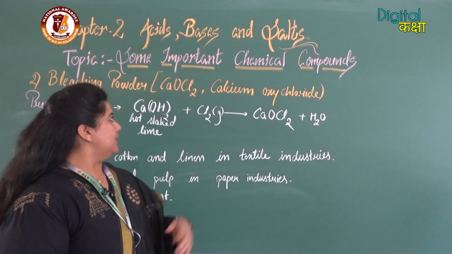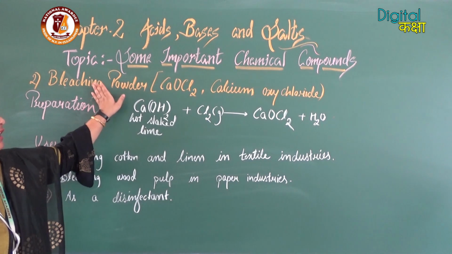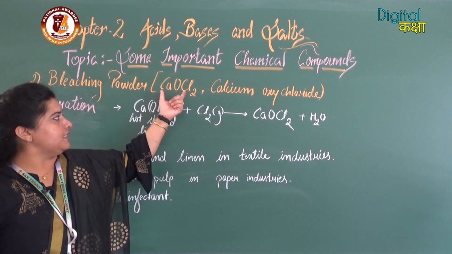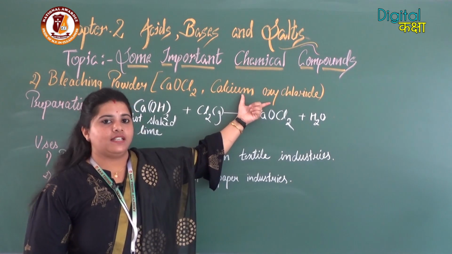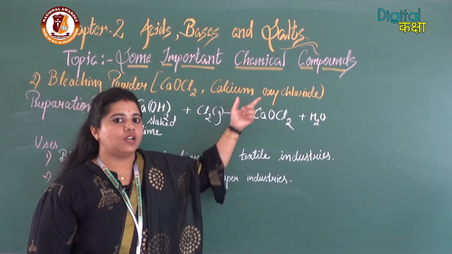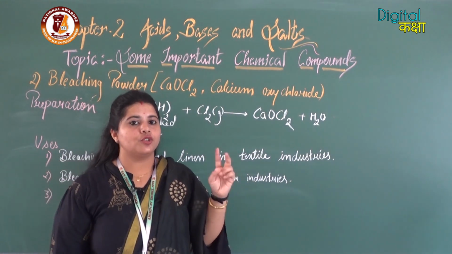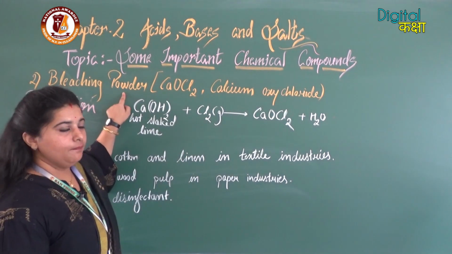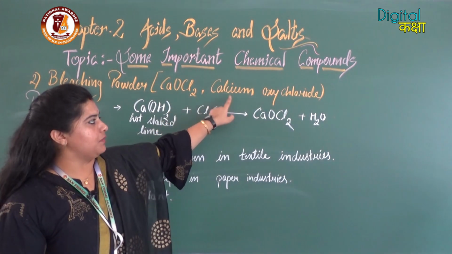Now moving on to the next compound, that is bleaching powder, that is the common name. The chemical formula of bleaching powder is CaOCl2, and calcium oxychloride is the chemical name. Many times a 1 mark question used to come: what is the common name, what is the chemical name, what is the chemical formula. So you should know the 3 things of every salt. Bleaching powder is the common name, the chemical formula is CaOCl2, calcium oxychloride is the chemical name.